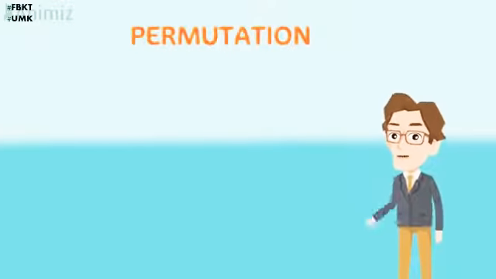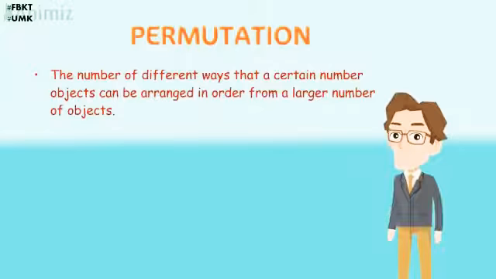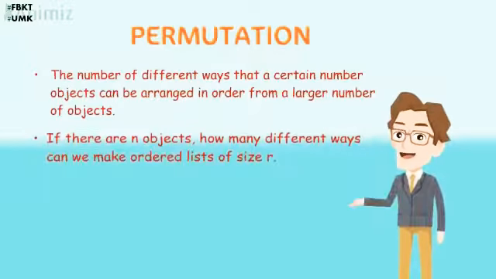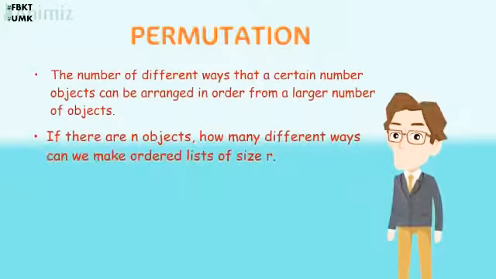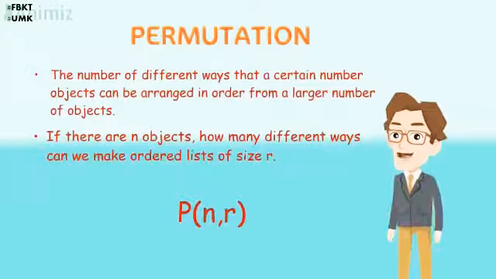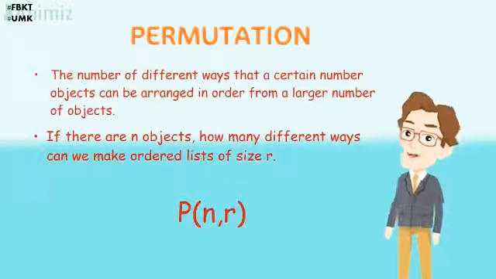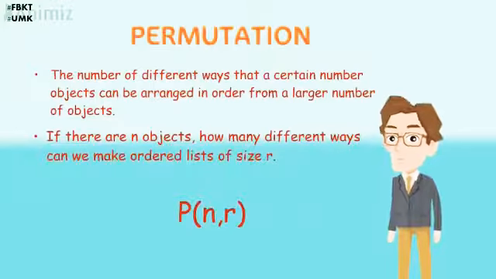Permutation is the number of different ways that a certain number of objects can be arranged in order from a larger number of objects. If there are n objects, how many different ways can we make ordered lists of size r? P(n, r) is how to write the permutation. P is for permutation, n is the total number of objects, and r is the subset of how many different ordered lists we can make.